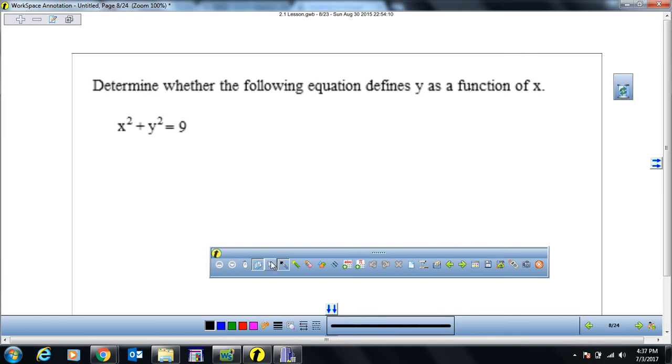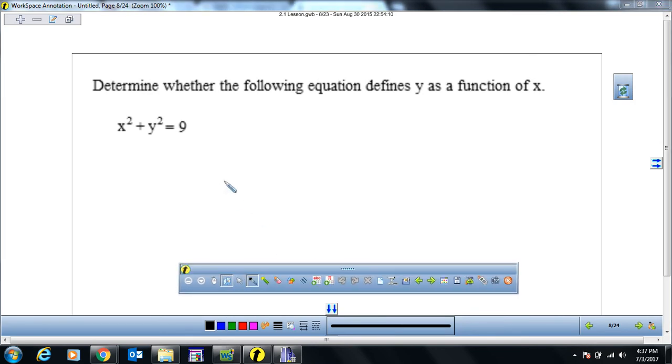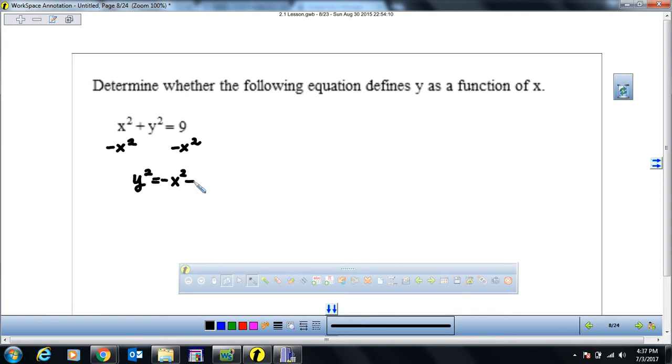Now, let's take a look at the next question. Let's go ahead and do the same thing in this problem. On this one, we're going to use a little concept from remedial mathematics, which is the square root property. If I want to leave the y by itself, what I need to do is move the x squared over to the other side. That's going to give me y squared equals negative x squared plus 9. But in this case, that's not the only thing. We also need to get rid of this square right here on the equation.